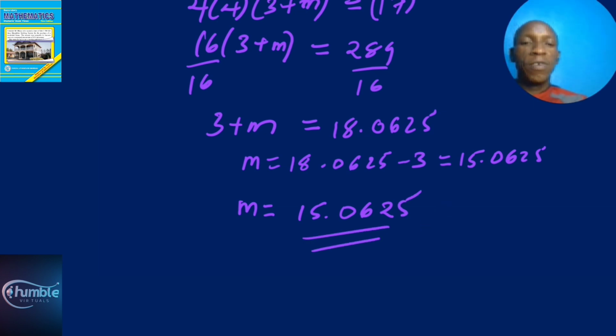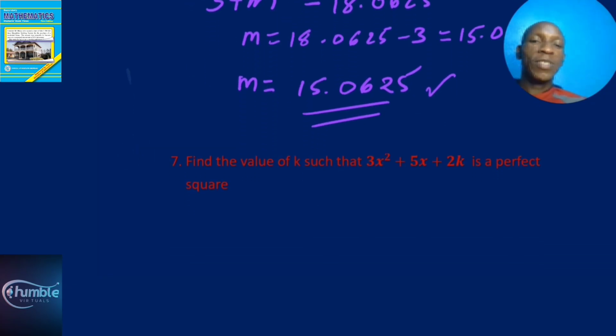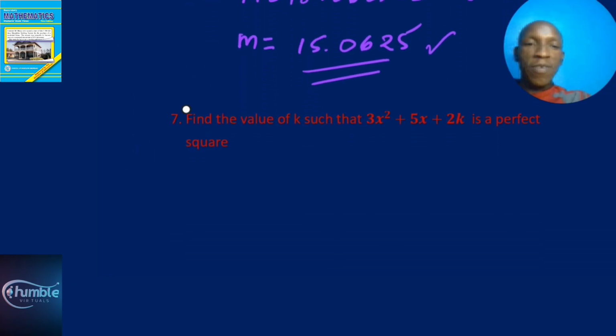Correct. So now, question number 7 is yours to work out and give your answer in the comment. Find the value of k such that 3x squared plus 5x plus k is a perfect square. I'm going to believe that we have understood the concept about perfect squares.